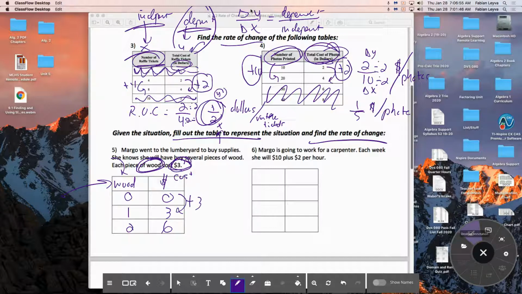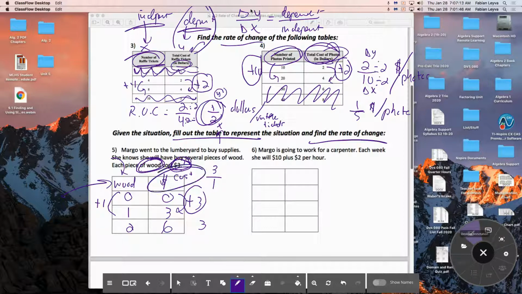So 0 to 3, you have to add 3. 0 to 1, you have to add 1. So let's figure out our rate of change. It's going to be our change in y, which is 3, over my change of x, which is 1. So 3 divided by 1 is 3. And then remember that you have to have your units.